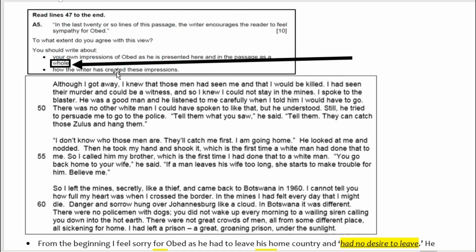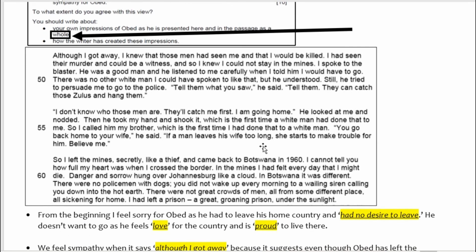But if you look where I put my arrow, it says write about your own impressions of Obed as he's presented here, i.e. 47 to the end, and the passage as a whole. So that means do 5 or 6 quotes from the whole extract. Make sure you read the question in the exam. Again, read this part of the extract. Remember, we're doing 5 or 6 quotes on all of the extract.